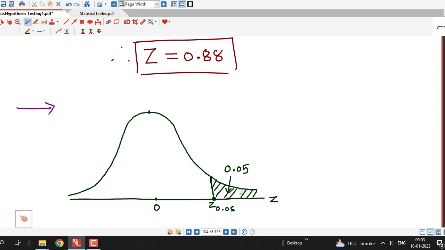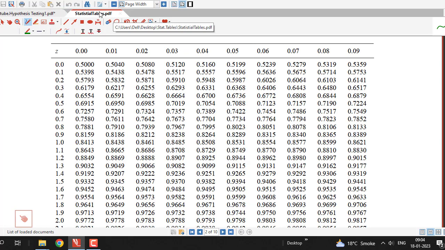Now from this we can say that the area to the right side of this point is 0.05. Therefore the area to the left side is 0.95. So I can say that the probability that capital Z is to the left side of Z0.05 is 0.95. So using the cumulative probability table, I have to decide this value of Z such that the area to the left side of this point is 0.95. So now we check in the table.